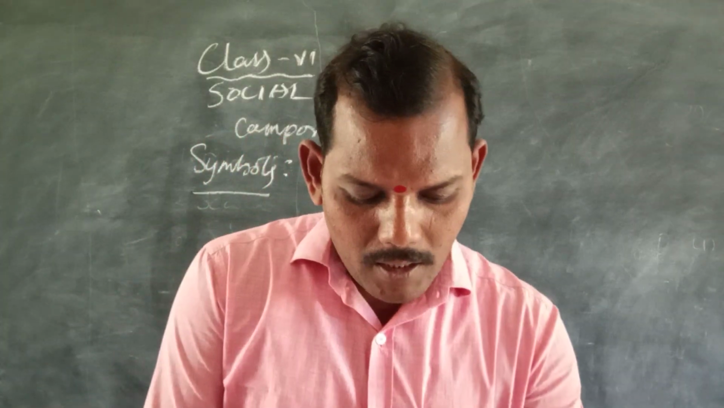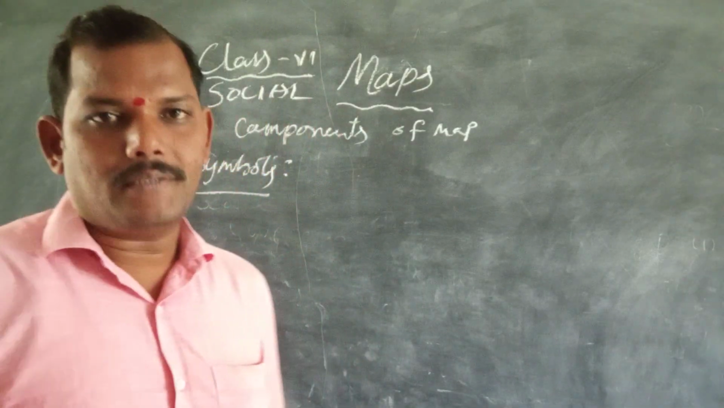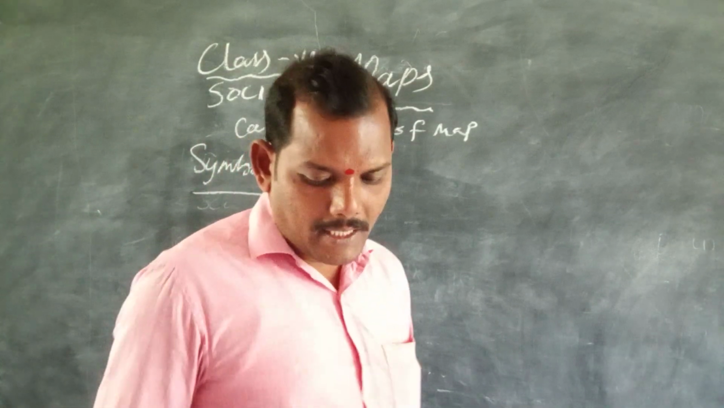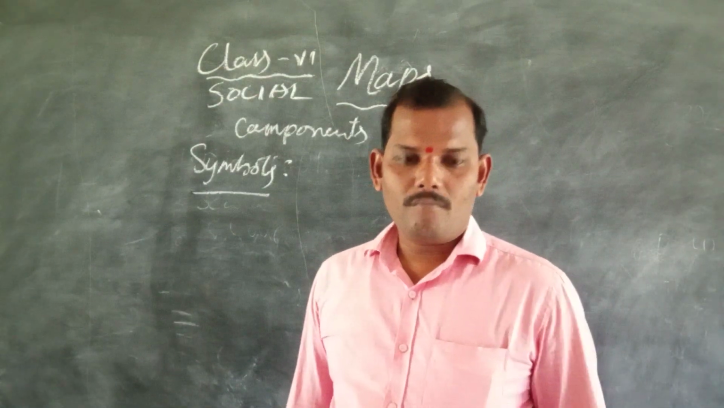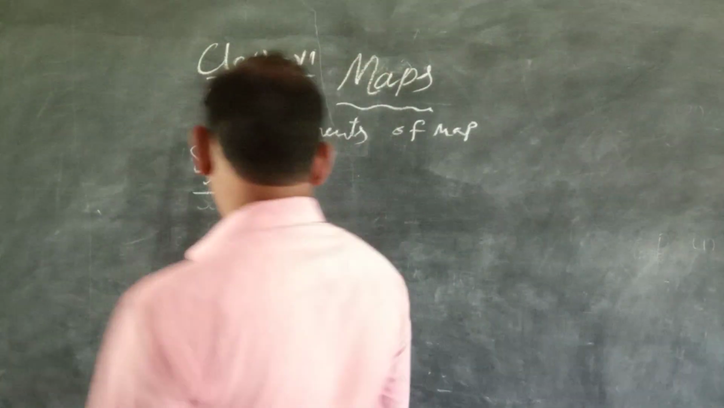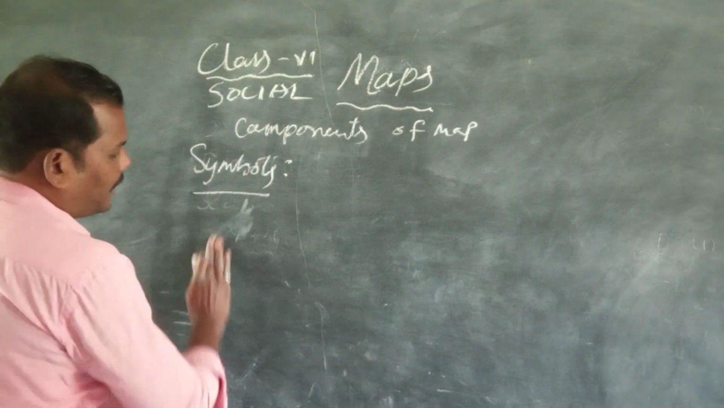Right? In our lesson, some symbols are introduced. Take an example: the broad gauge railway. This is the symbol of the broad gauge railway.